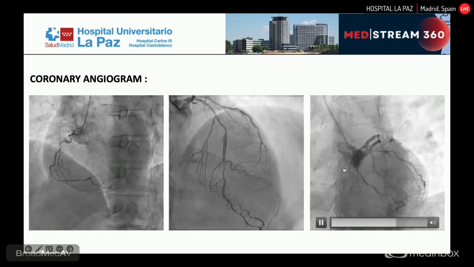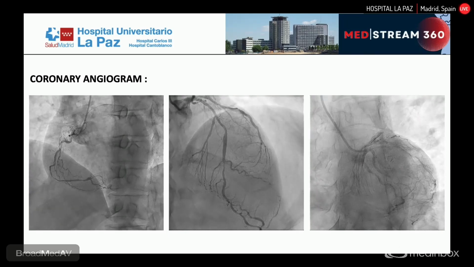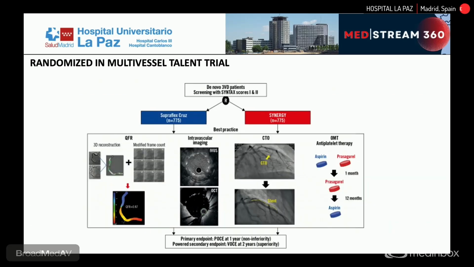A diagnostic coronary angiography was performed, revealing significant stenosis in all 4 coronary vessels with distal disease, including a chronic occlusion of the circumflex artery. Therefore, a decision was made to proceed with percutaneous coronary revascularization.